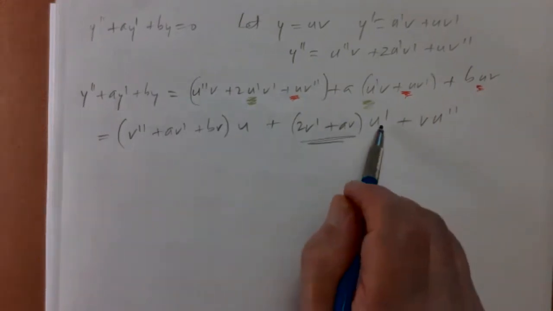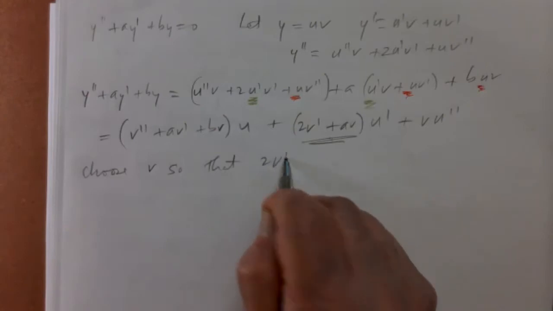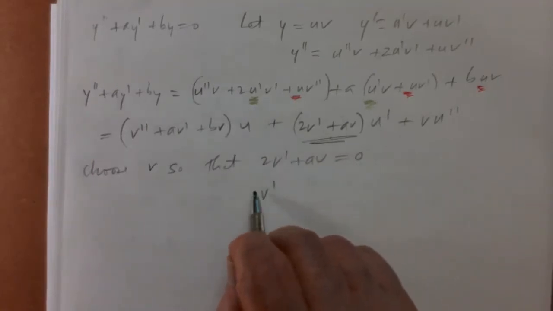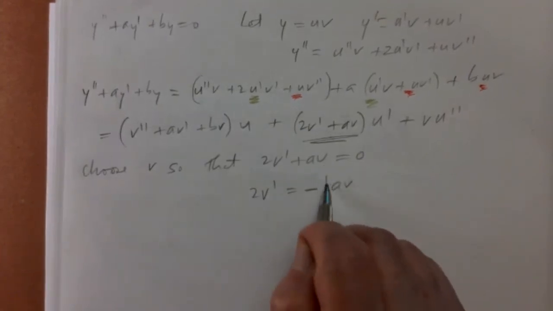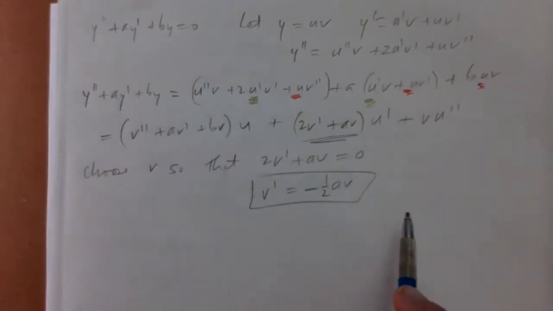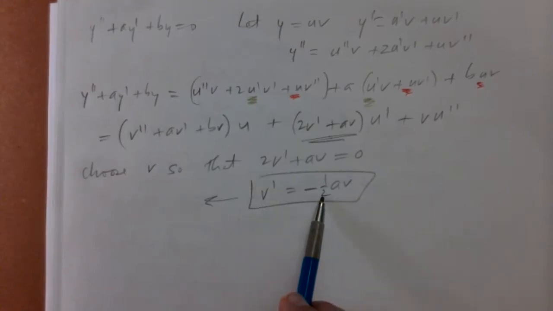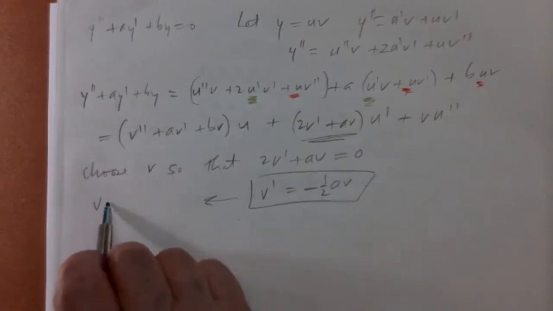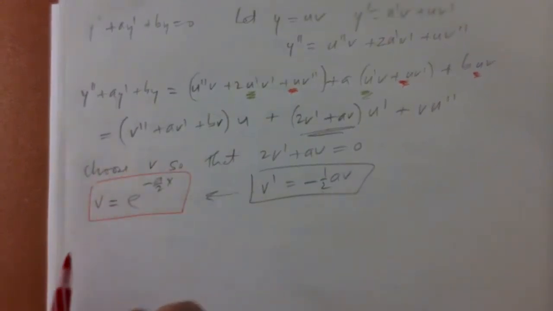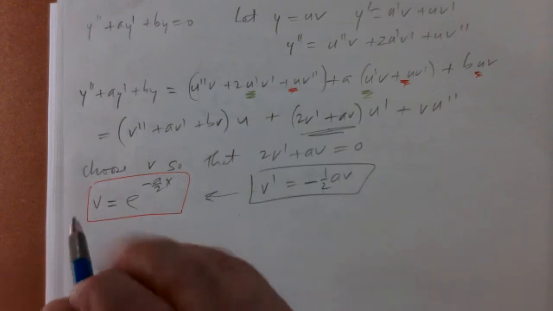Now, the coefficient of u prime is this. Suppose I can choose v so that 2v prime plus a v equals 0. That's the same as the differential equation 2v prime equals minus a v. And if I divide by 2, I get v prime equals minus a half v. But we already solved this first order equation, when the derivative of a function is proportional to itself. One solution is v equals e to the minus a over 2 x, which is never 0.